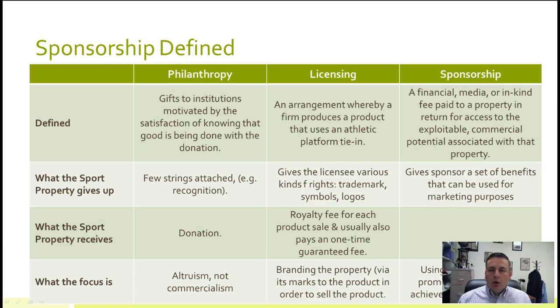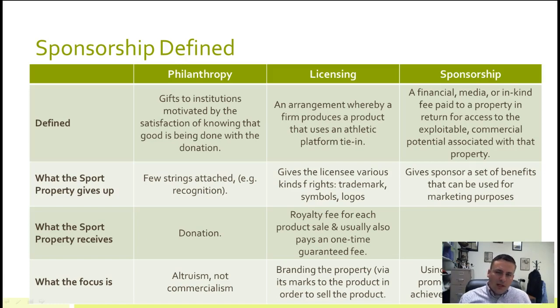That is different and set apart from licensing, which we briefly mentioned before. Essentially, a license is an arrangement where a firm, a corporation, produces a product that uses an athletic platform to tie in. The licensee receives all kinds of rights, logos, signs, symbols, and can put those on clothing or on other types of things, and they pay a royalty fee back to the organization. Essentially, the purpose is to brand the product via the property's marks in order to sell that product. So the whole point of a license is that you're using the logo of the team or the organization in that likeness to make money off of them. You give them their royalty fees back.